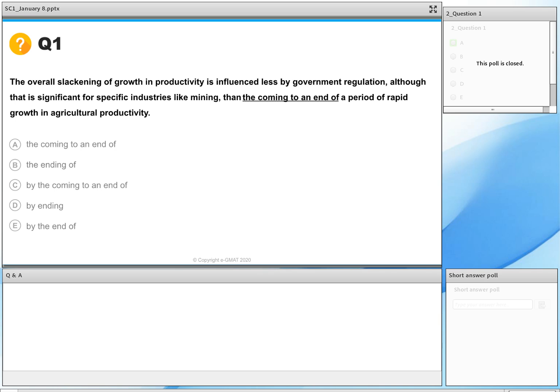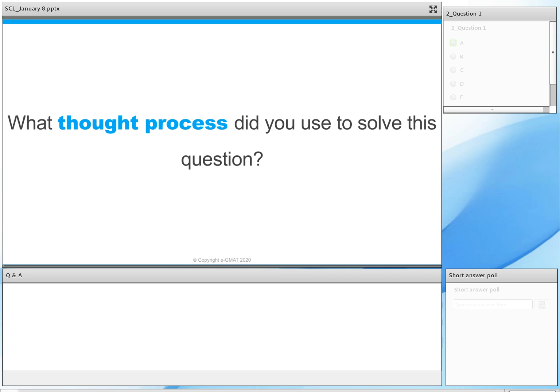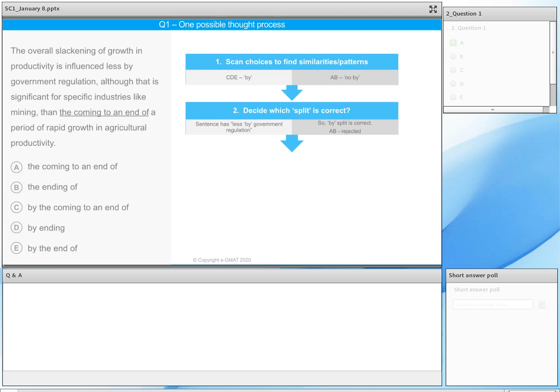All right, so hopefully you guys felt pretty comfortable with this question. I want you to think about the thought process you used in answering this question and what approach you used. And I want you to be really honest with yourself. At this point, there's no right or wrong. I just want you to think about that approach.